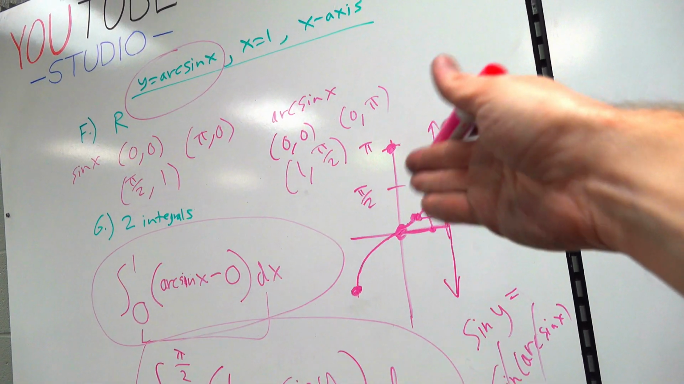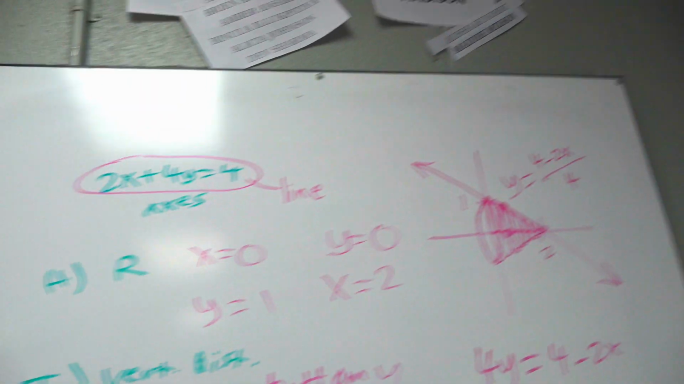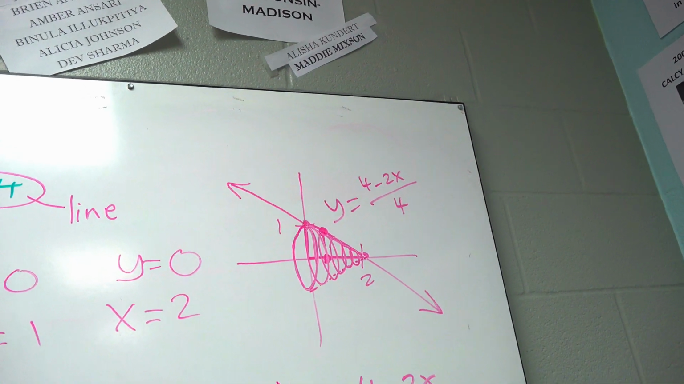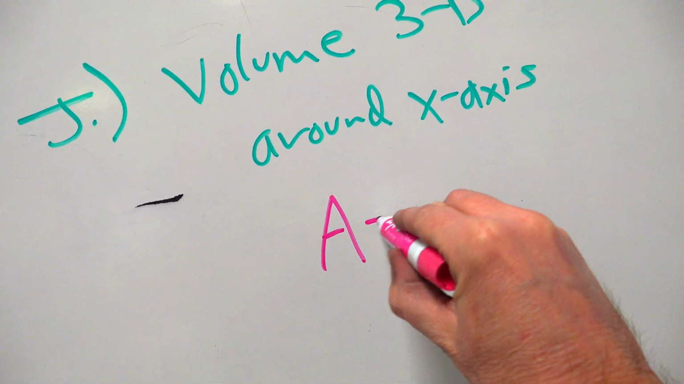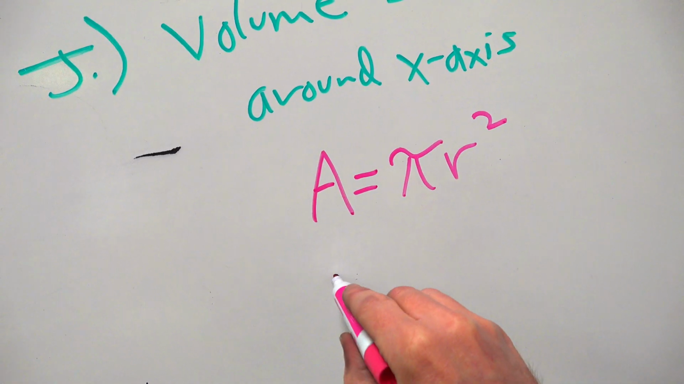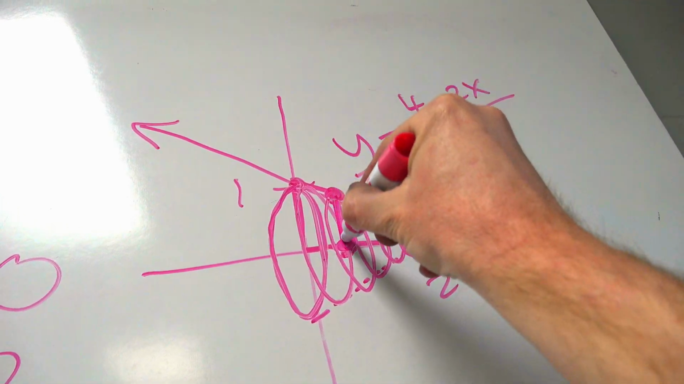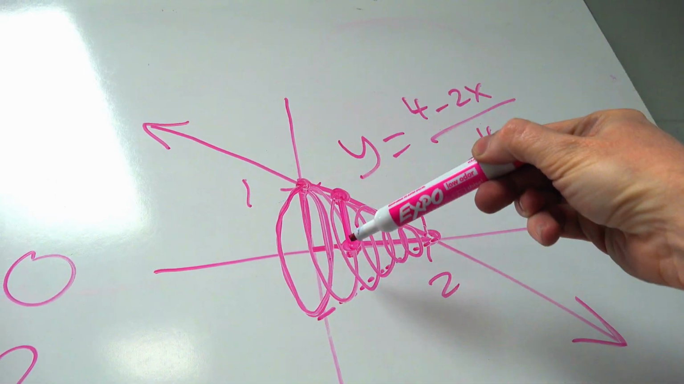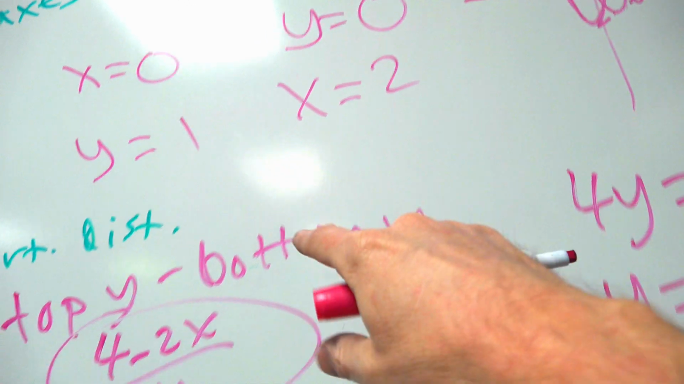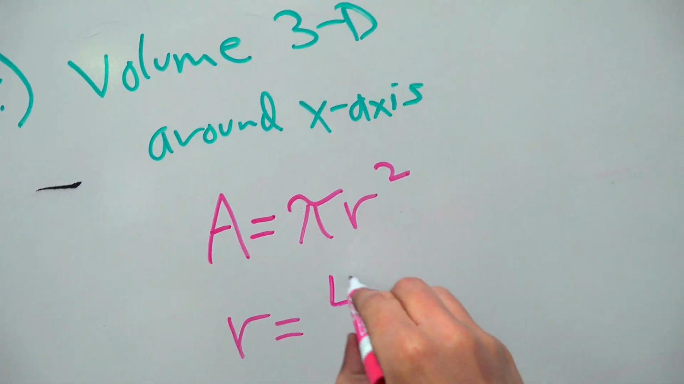Area is a stack of vertical distances, or sometimes a stack of horizontal distances. And three-dimensional objects can be a stack of circles. So here's what we're going to do. The area of each one of those circles is pi r squared. But now let's talk about the radius. The radius of each one of these circles is a vertical distance. The radius is equivalent to that vertical distance at any point.